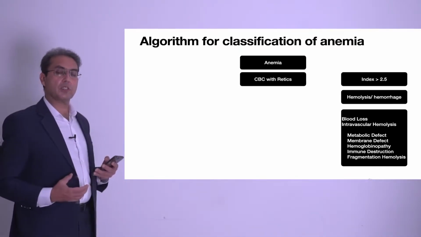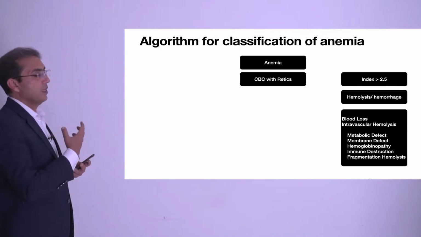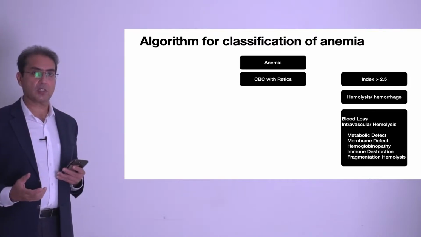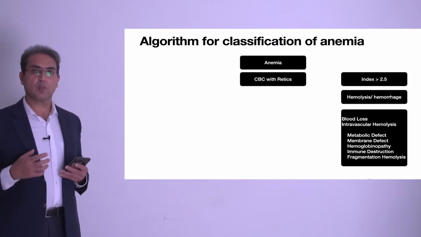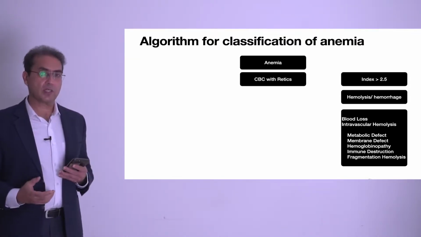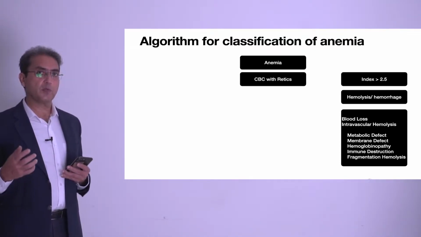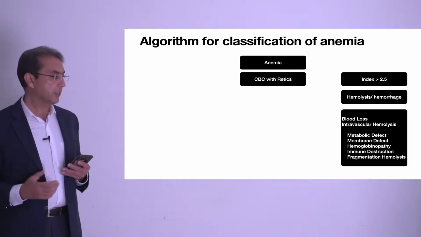Then you've got immune destruction. Immune destruction can be caused by autoimmune hemolytic anemias, and then a patient may have fragmentation hemolysis. Fragmentation hemolysis is seen, for example, in patients who have prosthetic heart valves, particularly the metallic type of prosthetic heart valves. Sometimes this may also be seen in conditions like DIC.